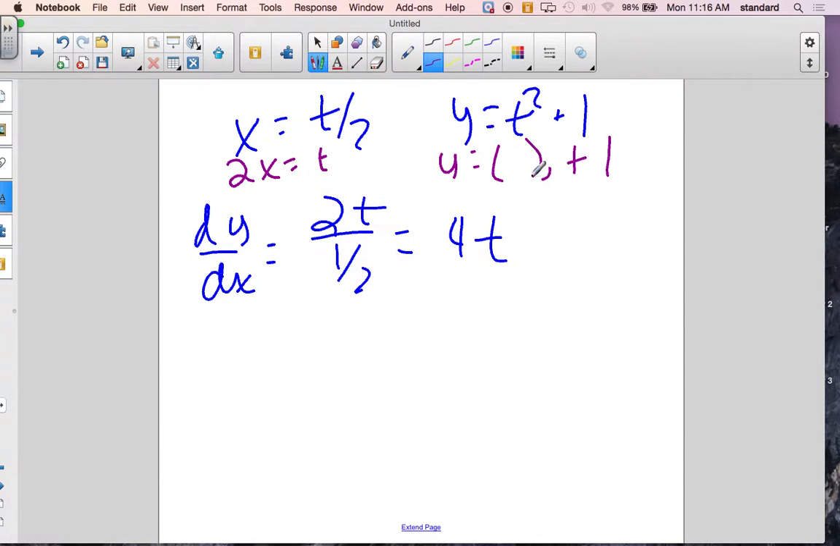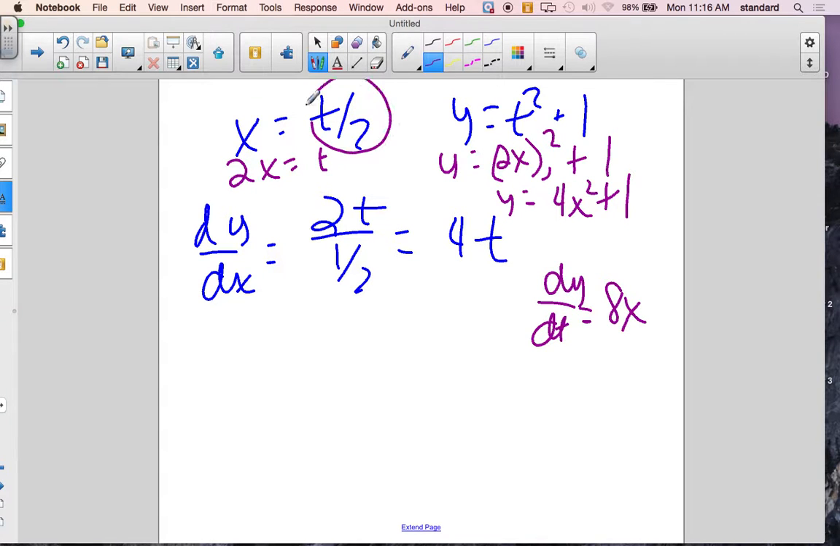I think this is better oriented. And I'm going to put in 2x. So y is equal to 4x squared plus 1. What is dy over dx equal to? 8x. All right, but what was x? Do you see those are the same expression? Everybody see that?